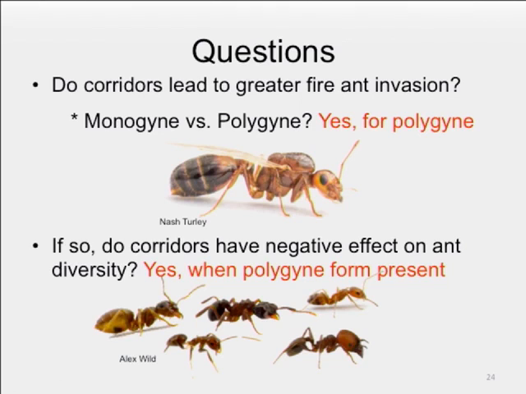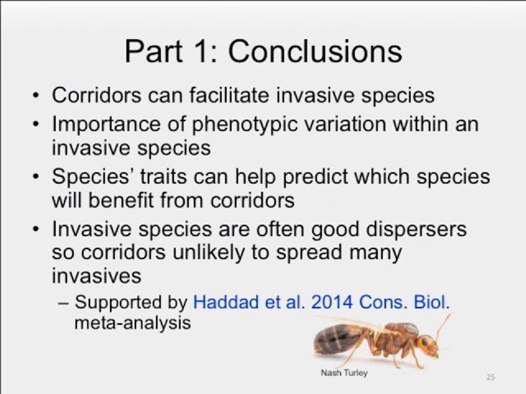So revisiting those questions, do corridors lead to greater fire ant invasion? It seems that they do in the case where we have this polygyne social form, and it is to the detriment of co-occurring species. So what are some take-homes from this part of the talk? Well, this is the first experimental evidence that corridors can help spread invasive species. It highlights the importance of phenotypic variation within a species and how that can affect how species use landscape features like corridors differently.